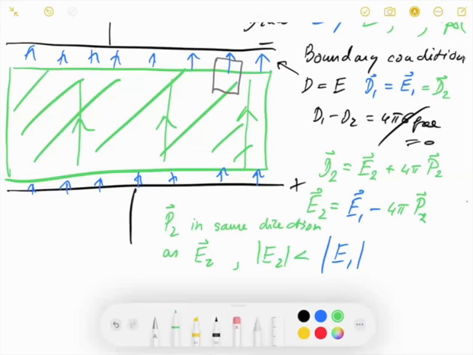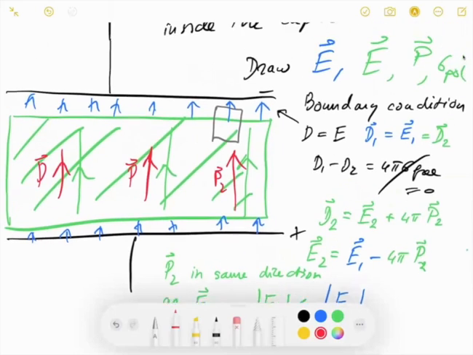Now, the signs here get really tricky, right? So what does that mean for the polarizing field? Well, if E2 is smaller than E1, then that means that P2 is pointing in the same direction as that field, and that's why the polarizing field is weird, right? So P2 is actually also in this direction. That's the P field.